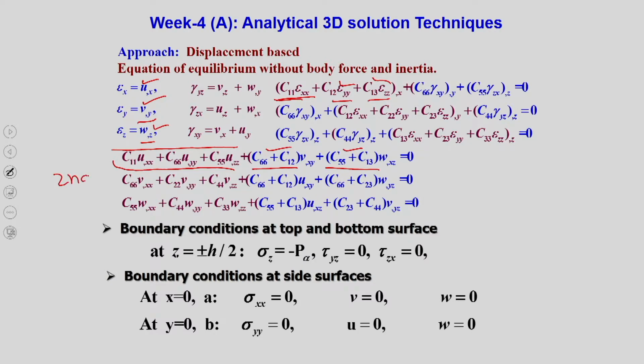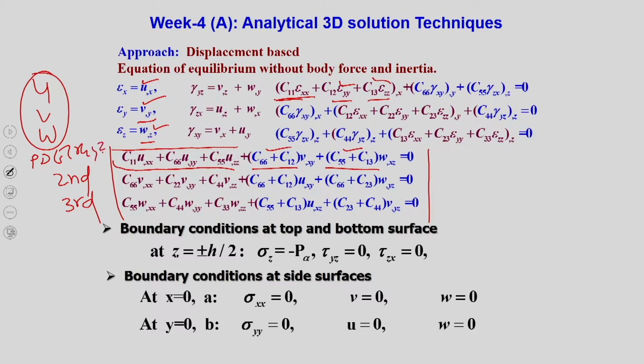Similarly, the second equation and the third equation. Now, you see we have unknowns u, v, w, 3 unknowns and 3 sets of equations, and these are partial differential equations in coordinates x, y and z. You find that derivatives with respect to x, y and z are there.